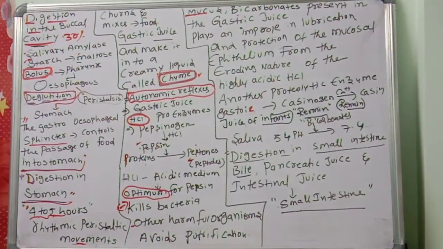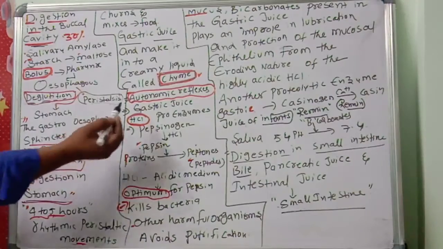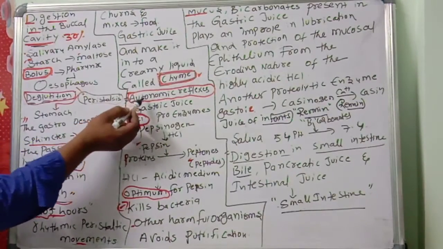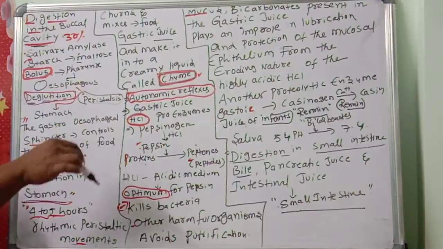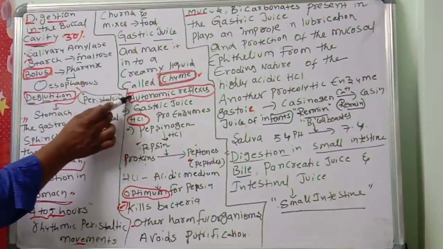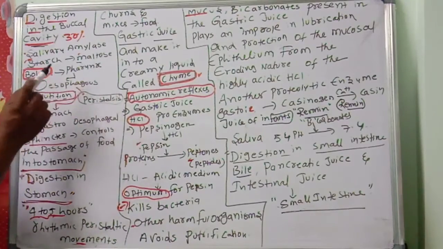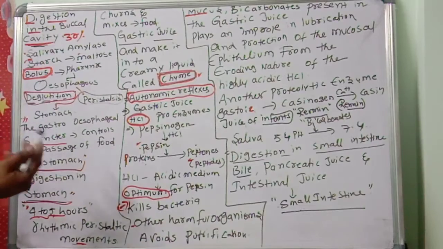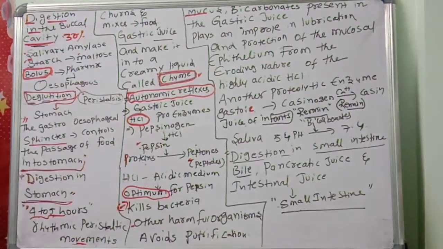So who will regulate the gastric juices? The gastric juices are regulated by autonomic reflexes. What are the autonomic reflexes? You know very well, the autonomic nervous system, sympathetic, parasympathetic. So when you eat food, gastric juice is secreted by the autonomic system. When you don't eat, there is no secretion of gastric juice. Like that, autonomic reflexes regulate the gastric juice.